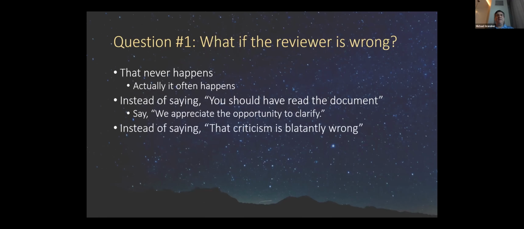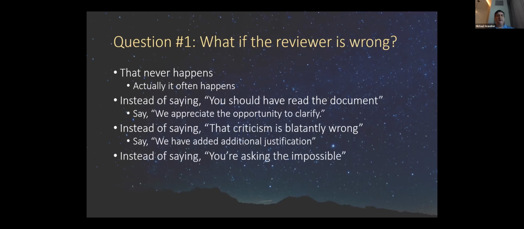Instead of saying, well, that criticism is blatantly wrong, you clearly have no idea what you're talking about, you should say, we have added additional justification for this choice. That way, if you can't do what they want because it's stupid or it's wrong or it's the wrong approach, at least you're not telling them it's wrong. You're saying, well, we went this way because, and then you just justify it so hopefully they buy it.